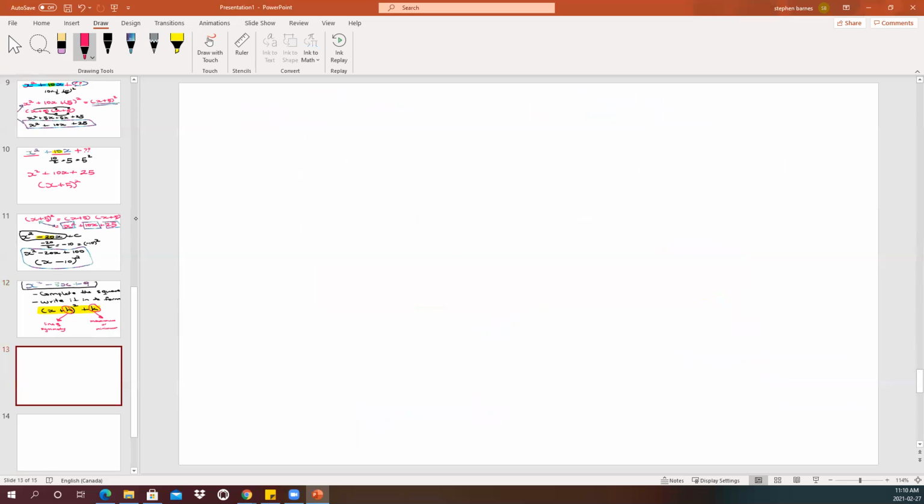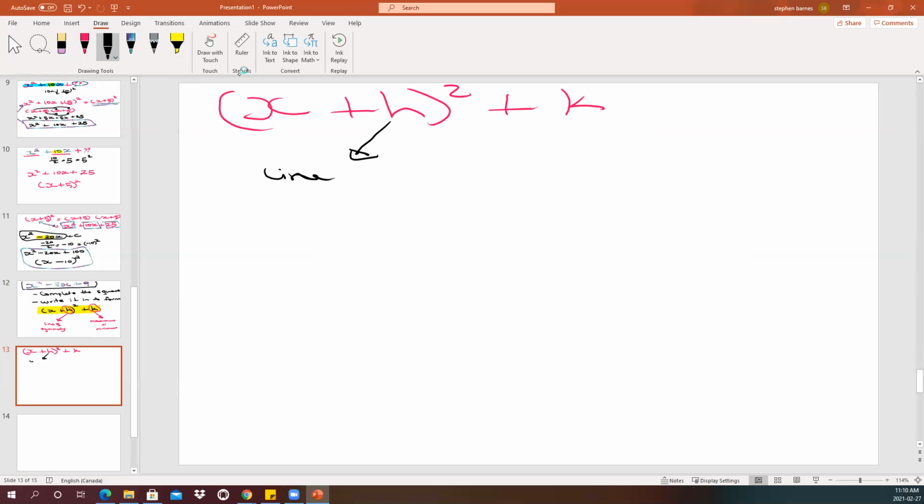So I'm going to just pull it and put it up here by itself so I can talk about it on a slide by itself. So we have x plus a number squared plus k. This number here represents the line of symmetry for the graph. And this number here represents the maximum or the minimum point for the graph.